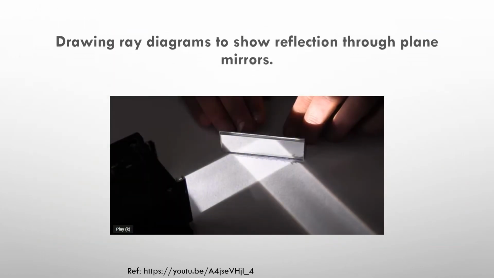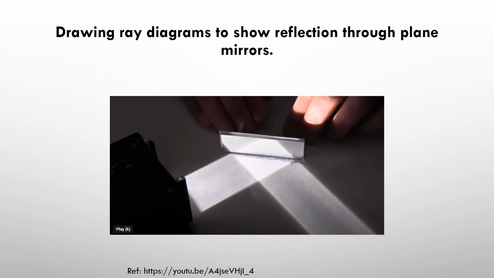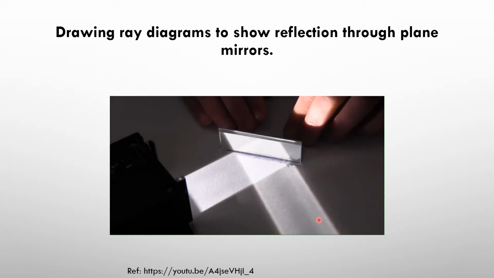Okay, before starting the laws of reflection, let's see how to draw a ray diagram to represent the reflection of light through a plane mirror, because you need to draw how the reflection occurs through a plane mirror in your notebook. So you should be able to draw it using a ray diagram. Here in this diagram you can clearly see that there's a light source and it emits a beam of light, and that beam of light hits this plane mirror and reflects or bounces back to the same medium.